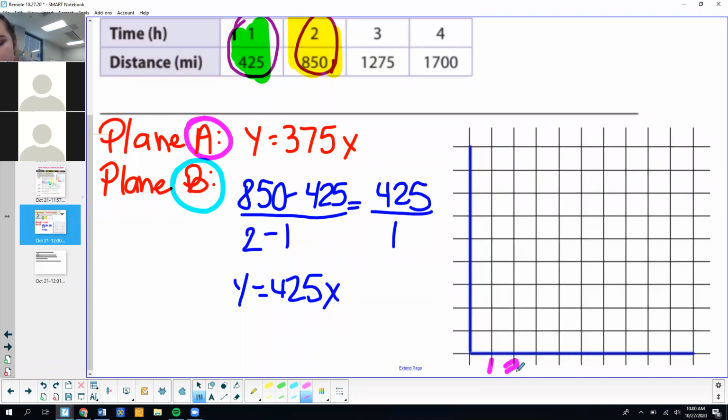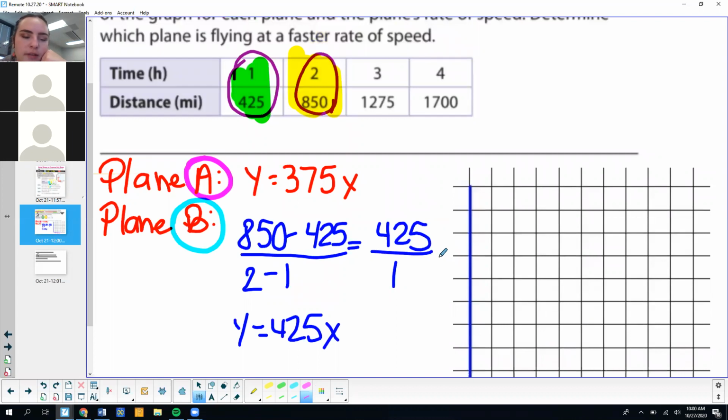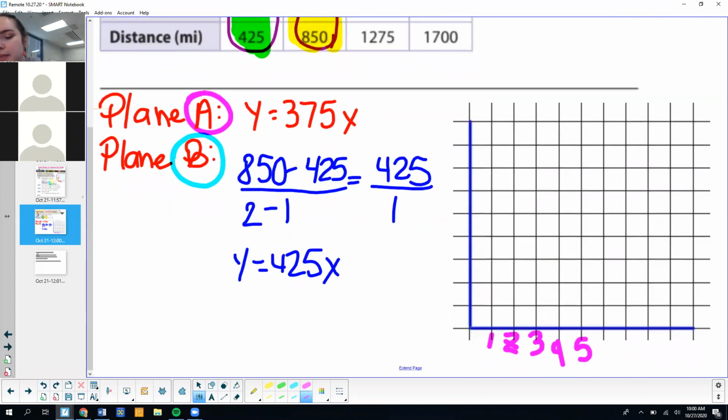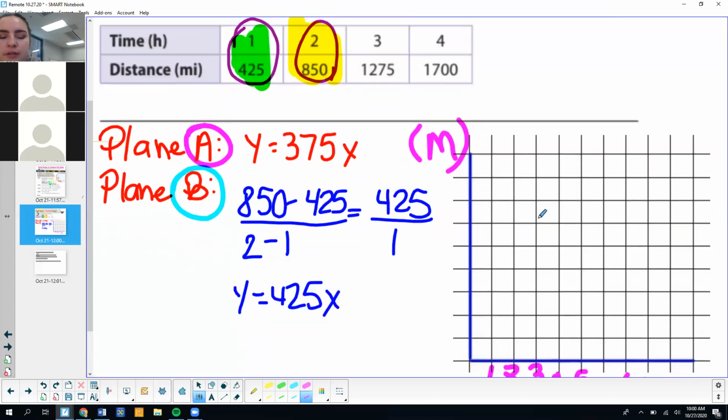So 1, 2, 3, maybe 4, 5. So for every 1 hour, plane A goes 375. So on our y-axis, we need to label. The bottom is going to be time in hours, and the side is going to be distance in miles. So for every 1 hour with plane A, we go 375.